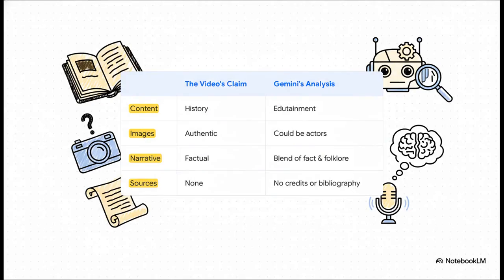This is a perfect job for a tool like Gemini. You literally just paste the video's URL and you get an instant analysis. If you look at the comparison here, Gemini nails it. It calls the video edutainment, a mix of real facts, some folklore, and a whole lot of sensationalism. It points out the images could just be actors and that there's no way to verify any of the claims. That's AI helping you think more critically.